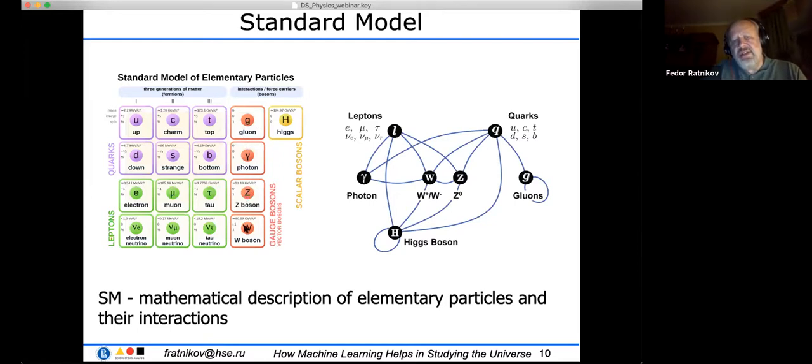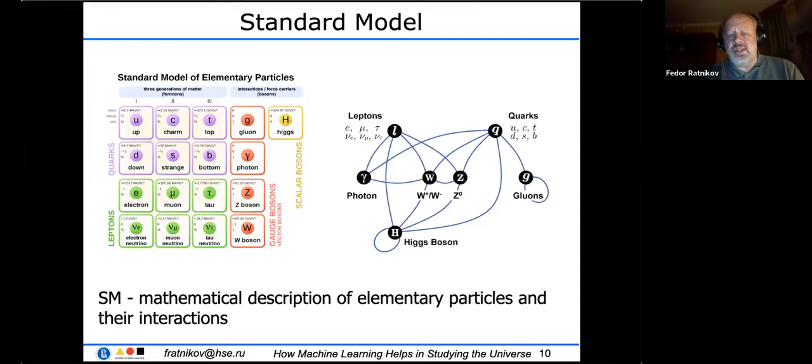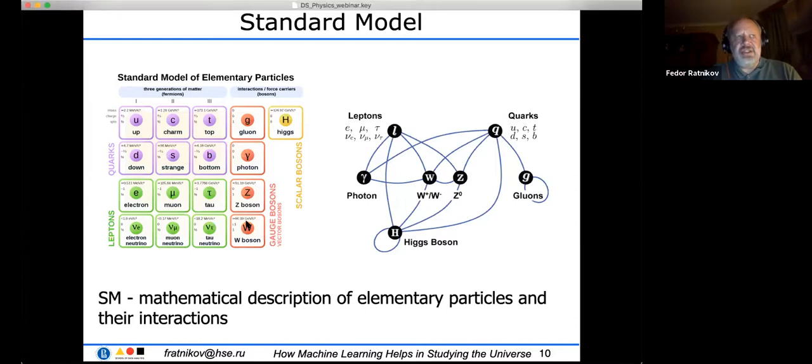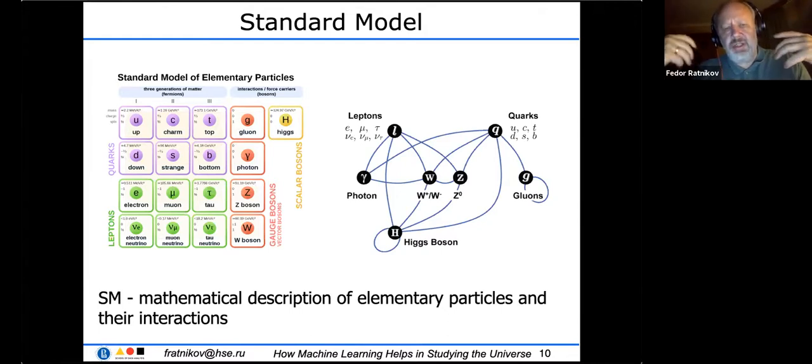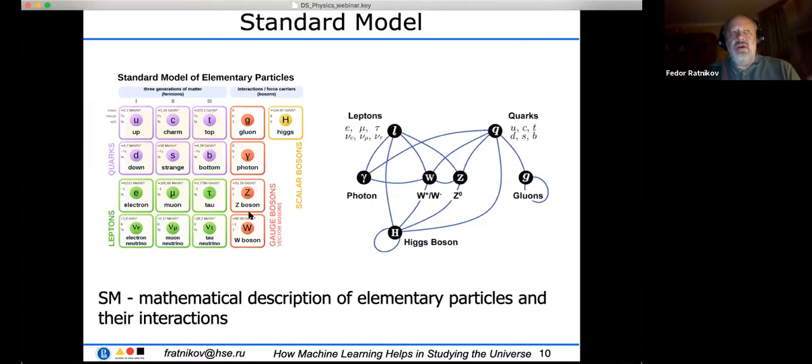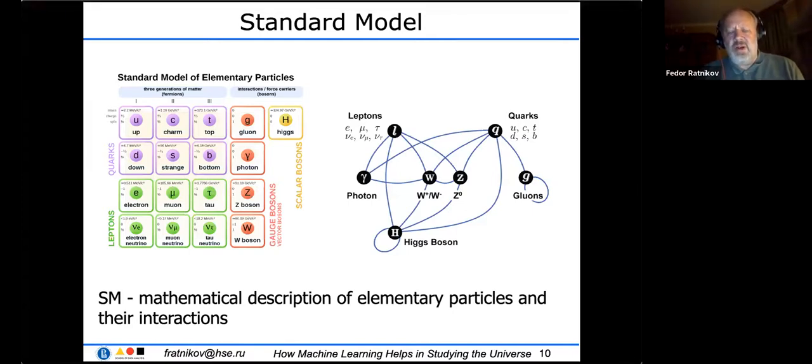And then there are Z and W bosons. These are two heavy particles which are responsible for weak interaction. You probably know the weak interaction is responsible for beta decay. By the way, weak interaction is the primary component of the nuclear reaction in the sun. So it is the primary interaction which provides the heat for our life.